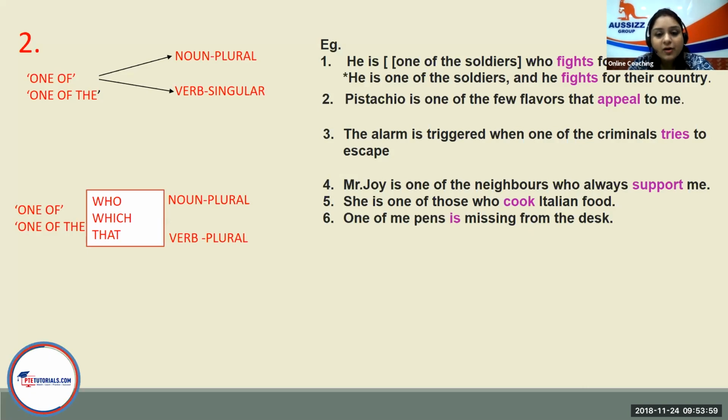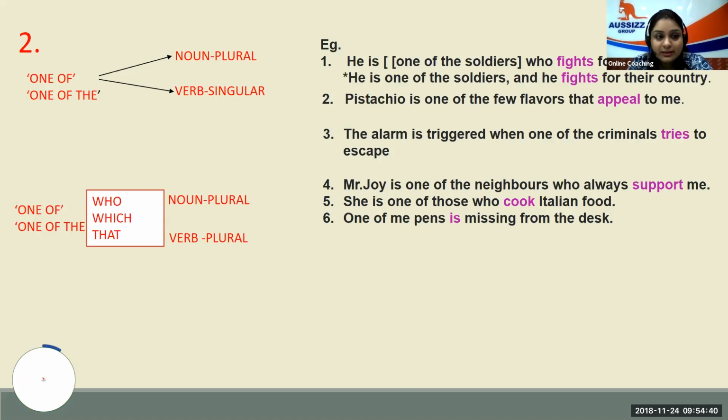So if you are adding who, which and that with "one of," the noun is always plural. Why plural? Because it means among all. But if you're using "one of" with who, which and that, you have to use the verb also plural, because there is a rule: if you're adding who, which, that, the noun is plural and the verb is also plural. Although you may feel that here you want to use a singular verb, no, you cannot. You have to use the plural form.